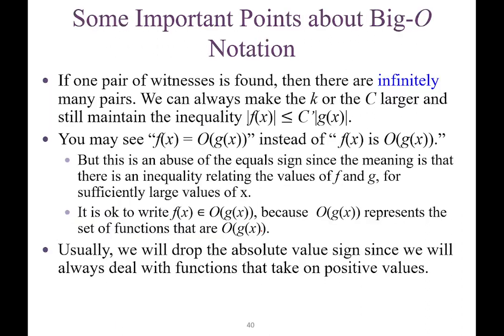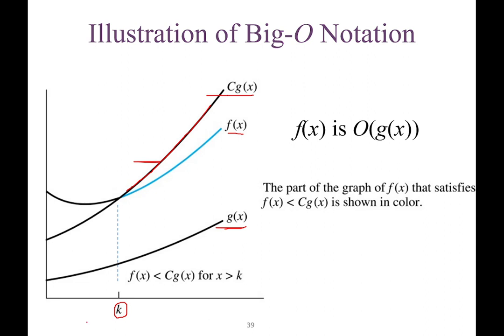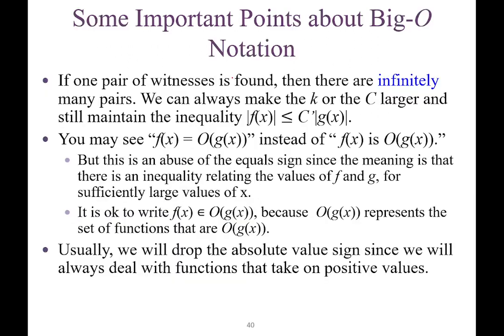Then we can say f of x is big O of g of x. Okay, next let's talk about some important points about big O notation. Just like we said, we need the witnesses c and k. However, it's easy to find infinitely many pairs of c and k. By these figures you can see that when you choose k plus 1 and c, it will be another pair of witnesses. You can also choose k plus 2 and c, it will be the next pair of witnesses.